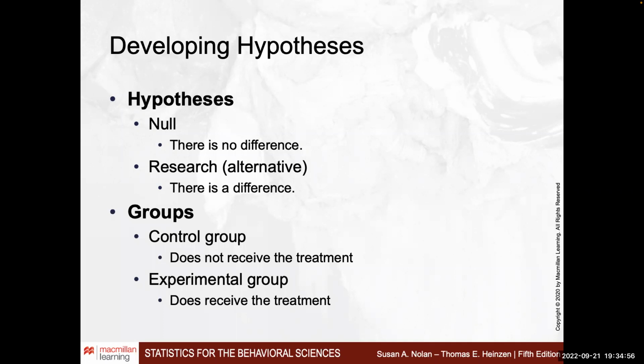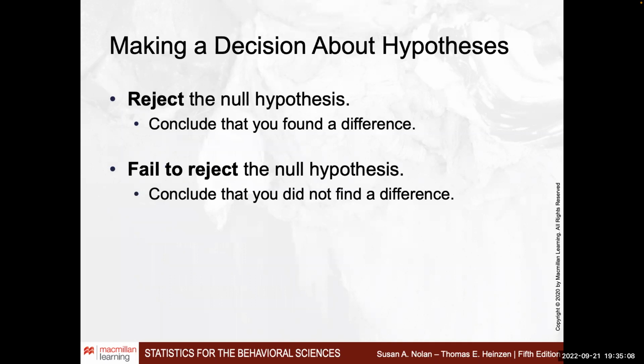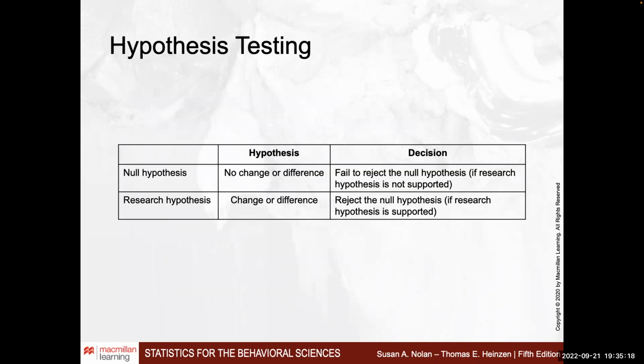Research. We talk about groups, control groups and experimental groups, wellness program, no wellness program. Basically, this is the assignment that was randomly assigned in a randomized controlled trial. Making a decision is rejecting or failing to reject the null hypothesis. We're not talking about this yet. So basically, null hypothesis: no difference, no change. Research hypothesis: there is a difference. If you accept the null hypothesis, you're failing to reject the null hypothesis. If you accept the research hypothesis, you are rejecting the null hypothesis.